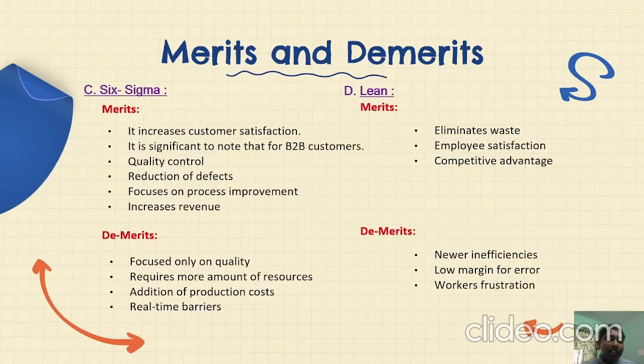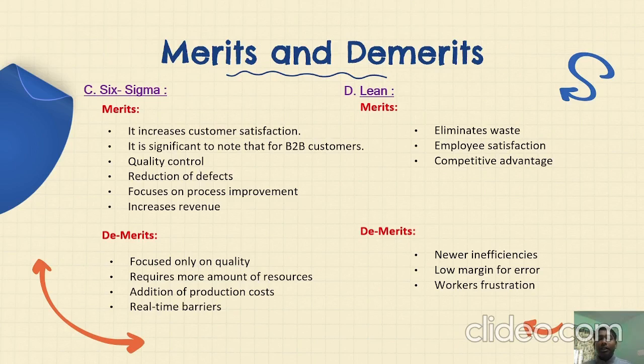The next is Six Sigma. Its merit is that it increases customer satisfaction. It is significant to note that for B2B customers, it provides quality control, reduction of defects, focuses on process improvement, and lastly increases the revenue. Now the demerits are that it focuses only on quality, not quantity, requires more resources, addition of product cost, and real-time barriers.